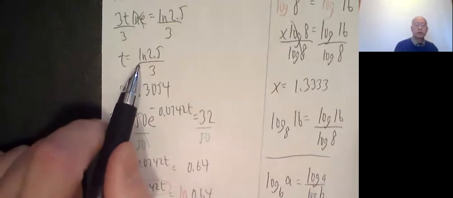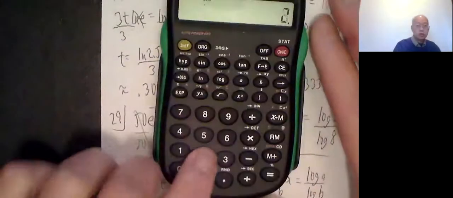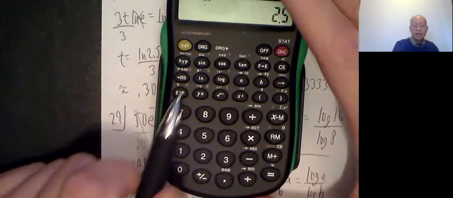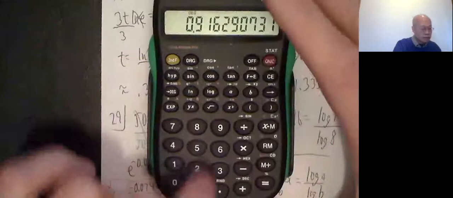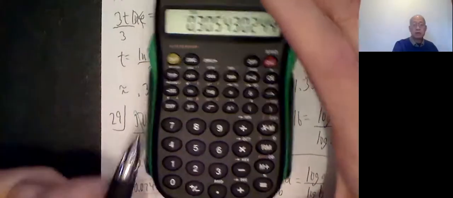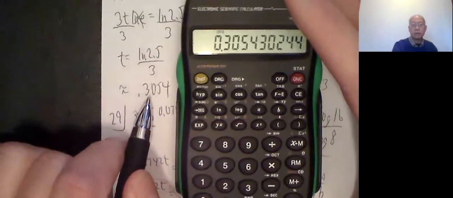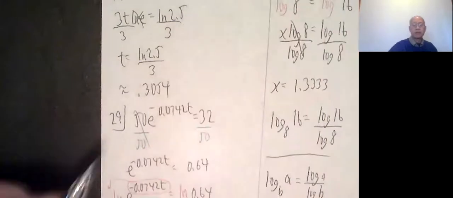Okay, let me show it to you on a regular scientific calculator. So you folks would have to do 2.5 ln. So let me clear. 2.5 and then hit ln, which is over here. Okay, there's that. And then I'm supposed to divide it by 3. So divided by 3 equals, and then we go 0.3054, blah, blah, blah. So approximately 0.3054.